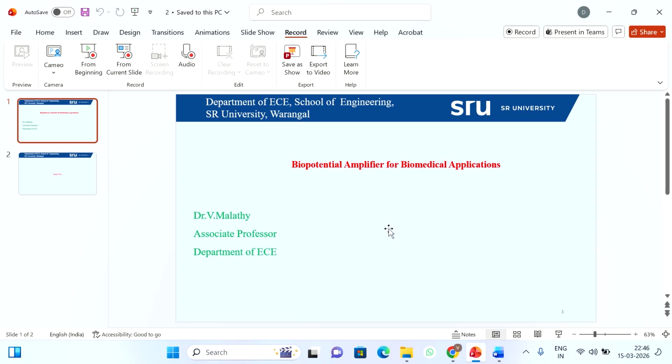In this video lecture, I am going to simulate a biopotential amplifier for biomedical applications. We have to create a small ECG-like signal, and then add random noise and 50 Hz power line interference. Then we have to amplify the weak signal and filter it using a band pass filter. It will display the raw input signal and then the corresponding output signal. I have written the code in Python and I will simulate it in the Google Colab platform. Now I am going to share the screen.